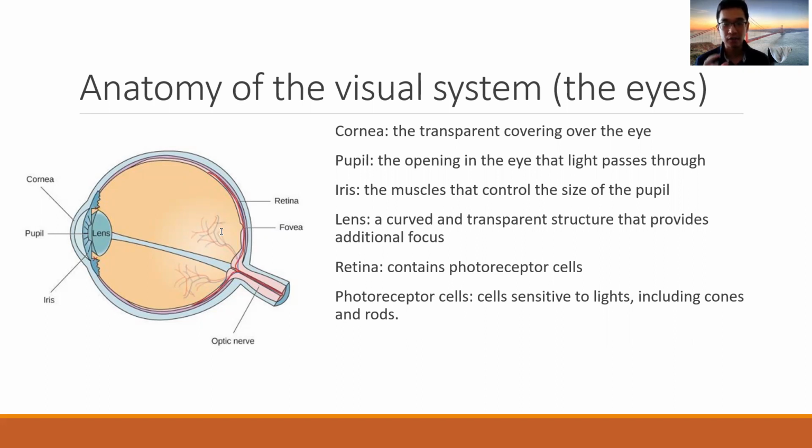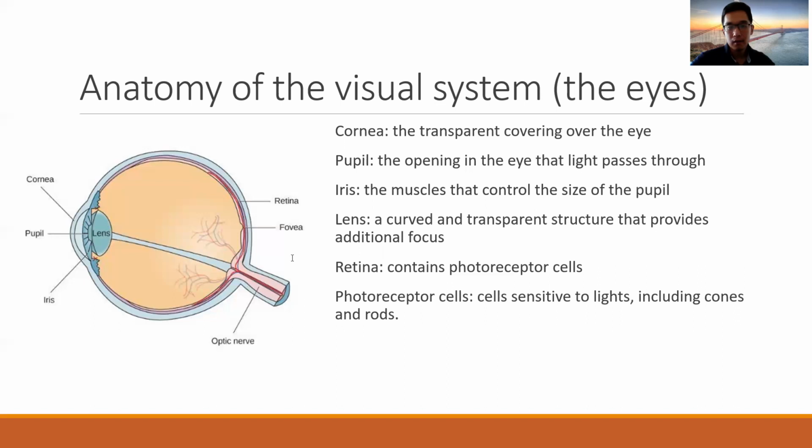The retina contains the photoreceptor cells. So what are photoreceptor cells? Photoreceptor cells are sensory receptor cells that are sensitive to lights. So you know how we see lights: the photoreceptor cells can detect those lights and transfer the lights into signals in the neural system.